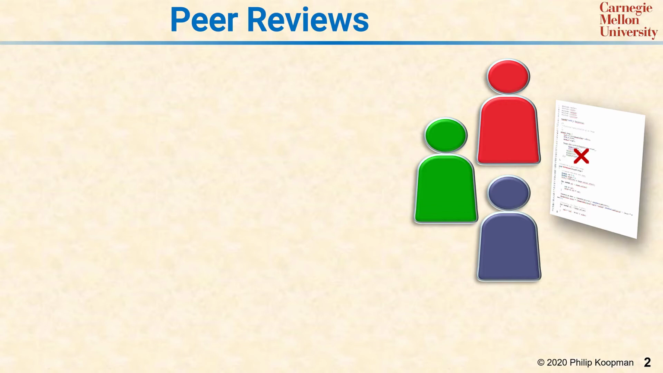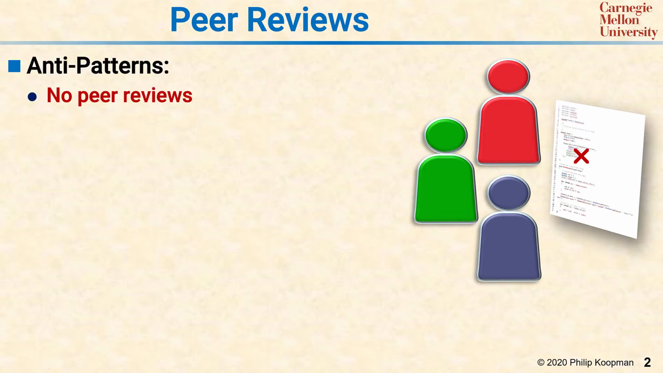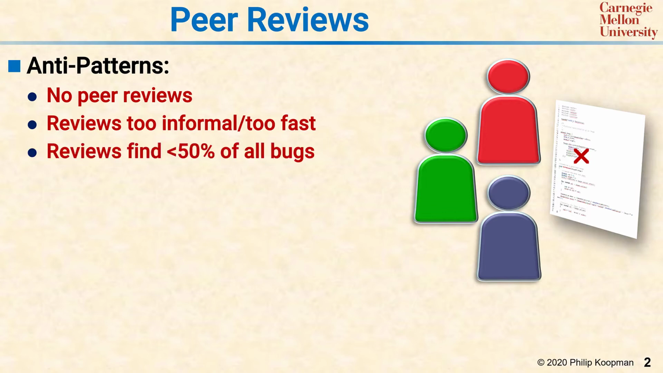Probably you need to do better with peer reviews if you see any of the following symptoms. 1. You are not doing peer reviews at all. 2. You are doing peer reviews, but they're too informal. 3. The reviews you are doing are finding fewer than half of all the bugs in your software. Put another way, you are finding most of your defects in testing instead of in reviews.